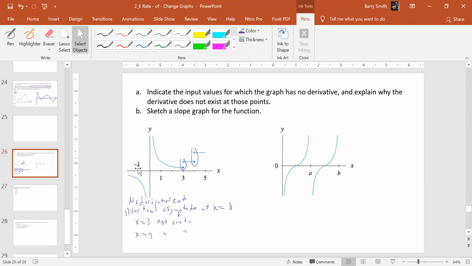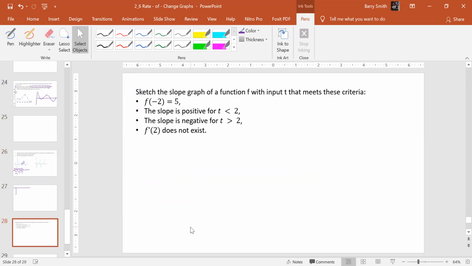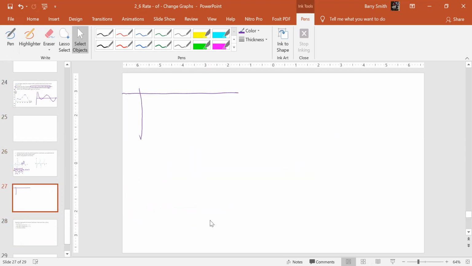And so let's see here. What is it doing? It's getting steeper as we go here. So it's getting more negative the closer to 0 we get. And so what we have, it's getting steeper the more we go this way. So it's going down like that. We also have a break at 3 and 4. So let's call this 3 and this 4.